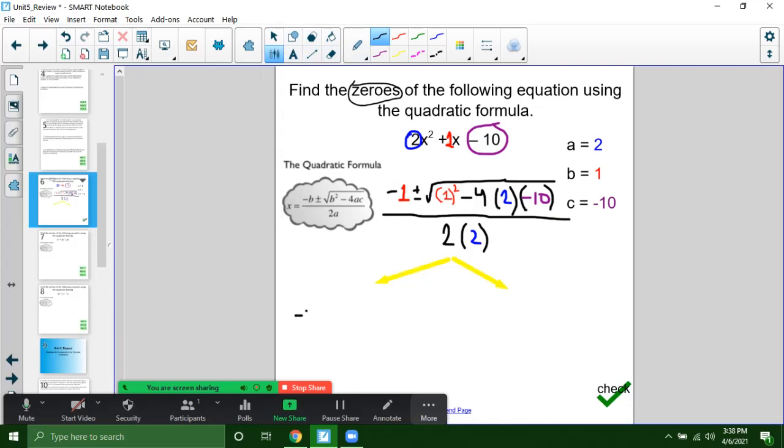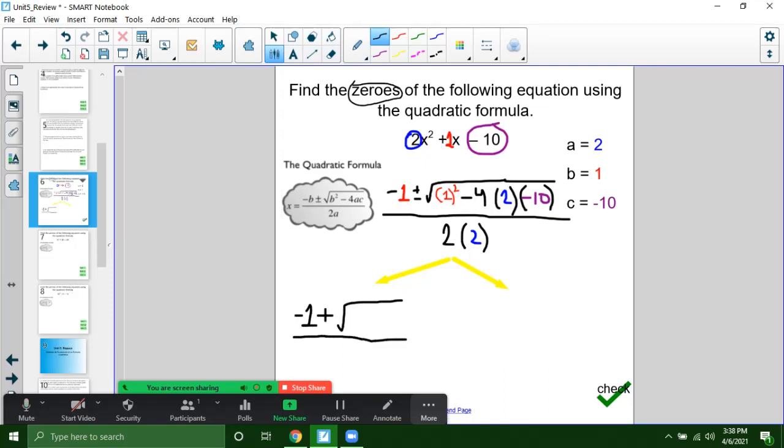So negative 1. But this time I'm just going to keep the plus sign right here. And I'm going to put my radical. Now notice, I'm not going to put anything inside the radical for a reason. We're going to do one more step there.